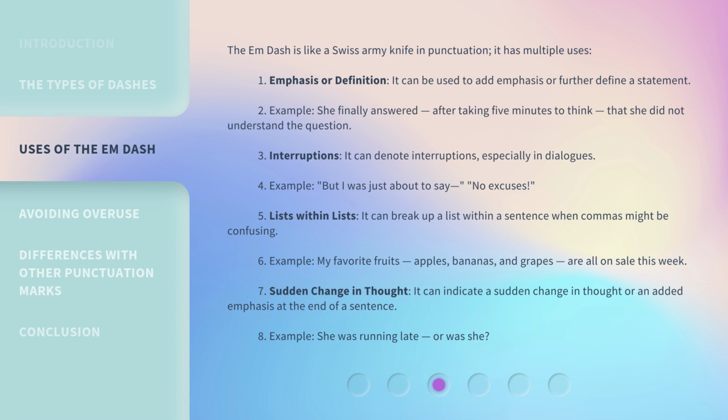No excuses. 3. Lists within lists. It can break up a list within a sentence when commas might be confusing. Example: My favorite fruits, apples, bananas, and grapes, are all on sale this week. 4. Sudden change in thought. It can indicate a sudden change in thought or an added emphasis at the end of a sentence. Example: She was running late, or was she?